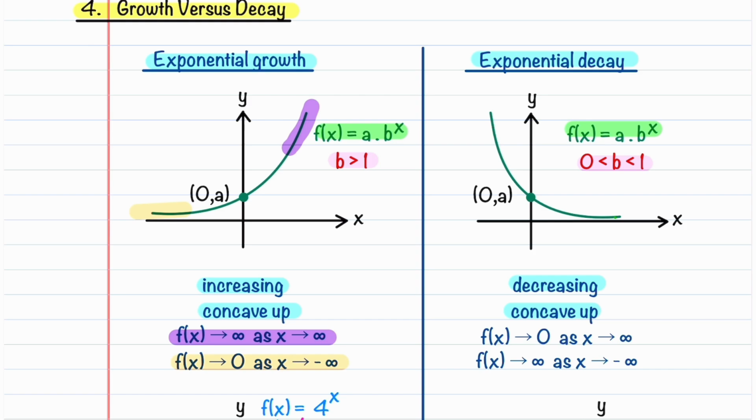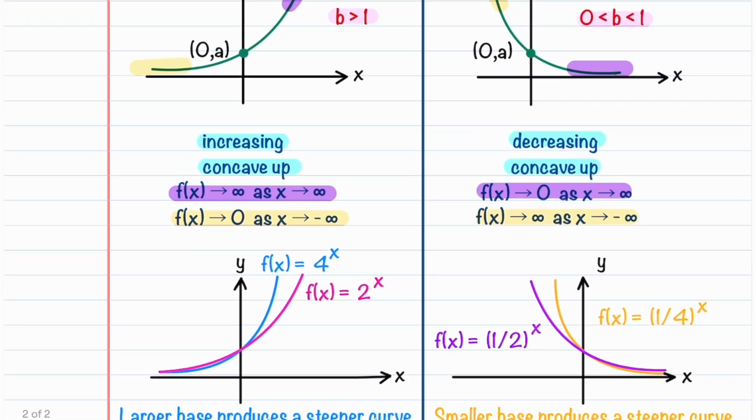Now let's look at its end behavior. As x gets really, really large, the opposite happens. Instead of going to infinity, it's going to go to 0. And then when x gets really, really small and goes to minus infinity, our function is going to go to infinity. Let's now look at some examples.